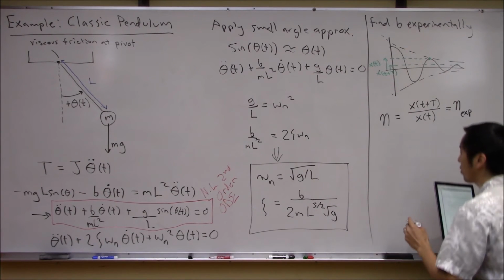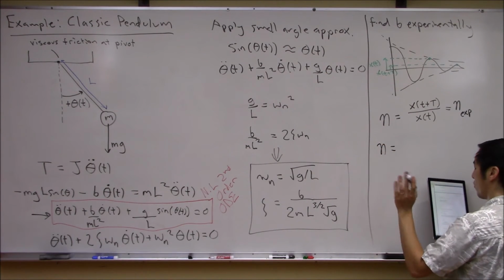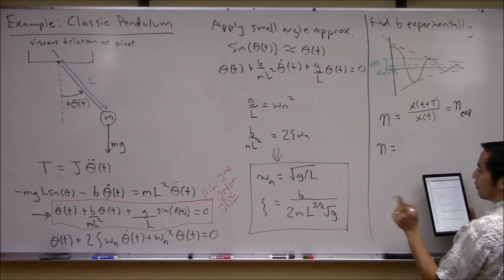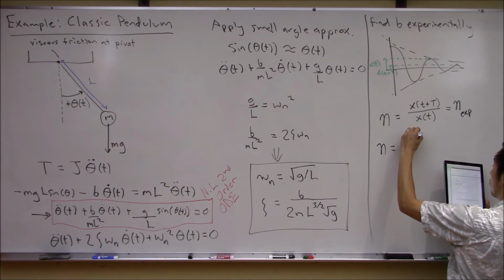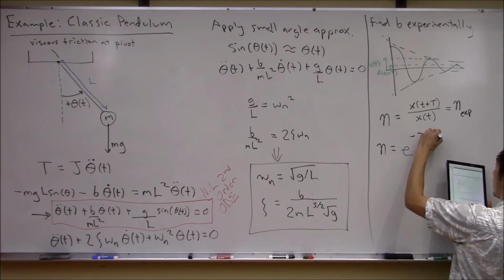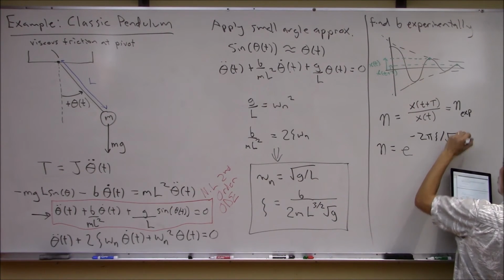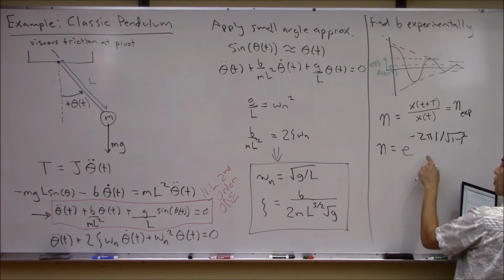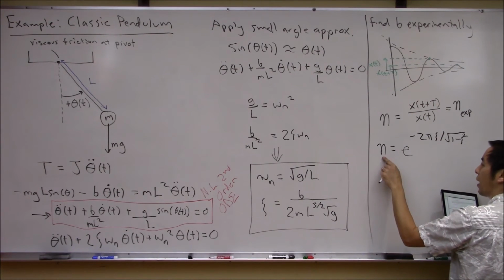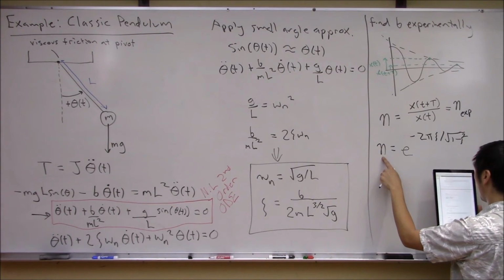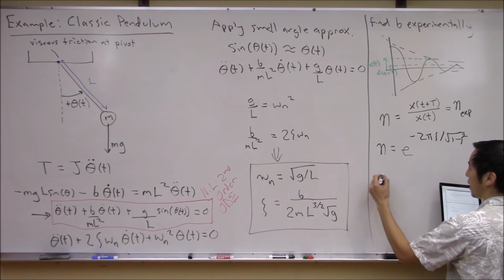Now, what we said is if this was a second order system, we claimed that this eta, as you remember previously, is only a function of the damping ratio. Theoretically, it's e to the minus 2 pi zeta all over square root of 1 minus zeta squared. You could actually flip this backwards and solve this expression for zeta in terms of eta.